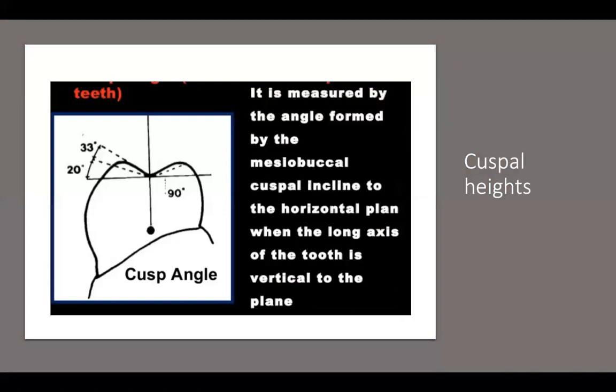Okay. Then we have the cuspal heights. Now, what is the cuspal height? It is measured by the angle formed by the mesiobuccal cuspal incline to the horizontal plane, when the long axis of the tooth is vertical to the plane. The angle which is formed is known as cuspal height. Well, this is in your control. The condylar guidance was not in your control, but depending upon its steepness or shallowness, you can select your cusp. Whether you are going to select a steeper cusp, or a shallower cusp, or somewhat in between them.